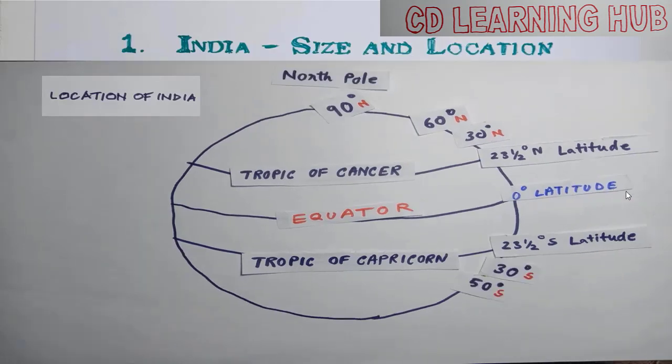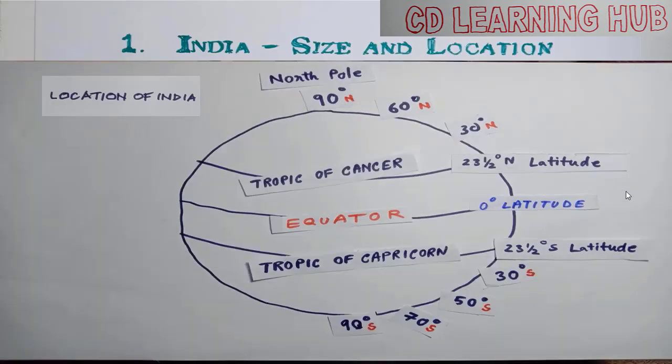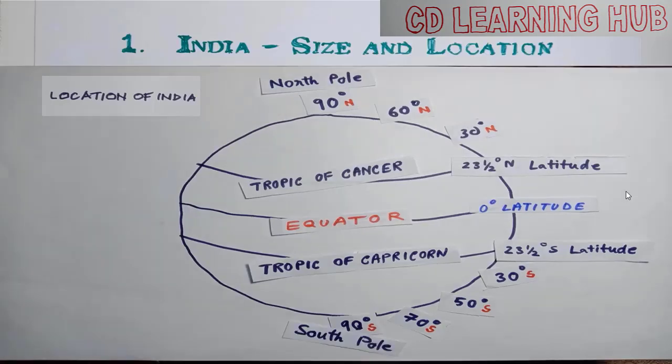Similarly, 30° south lies south of 23.5° south, 50° south lies south of 30° south, 70° lies south of 50° south, and in the southernmost position lies the 90° south, which is called the South Pole.